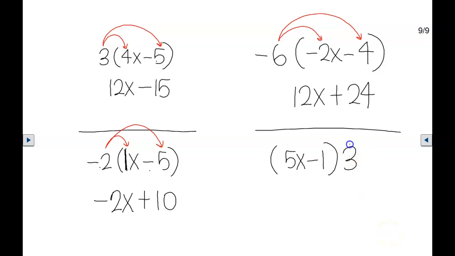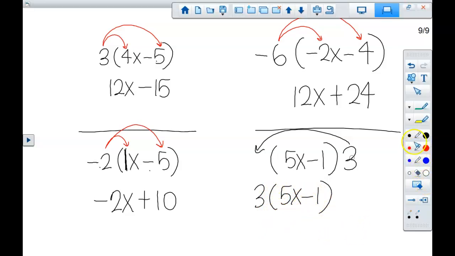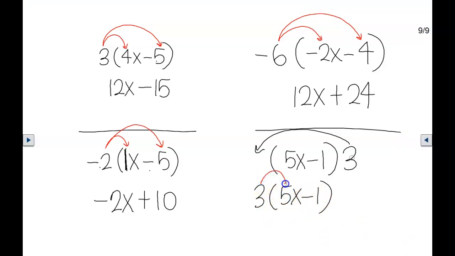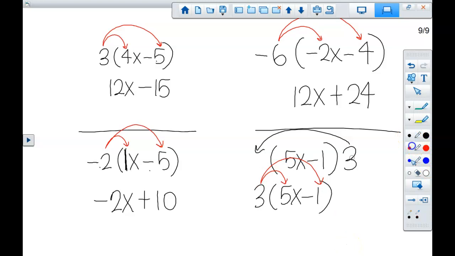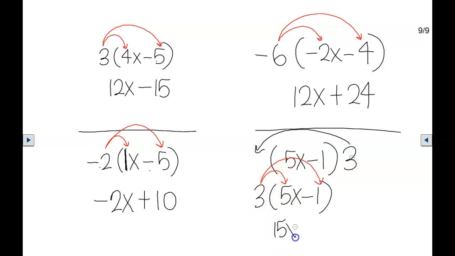So what I would suggest you do on one like this is that you move the 3 back up to the front of the problem. You still want to multiply 3 times that entire group. The 3 is positive. The 5 is positive. The 1 is negative. Now, distributive property tells me that to multiply 3 times this group, I need to do 3 times each member of the group. So 3 times 5x. 3 times 5 is 15. Reattach the x. And then 3 times negative 1 is negative 3. So I write minus 3.